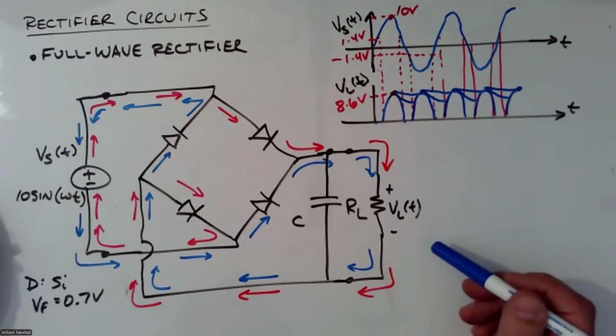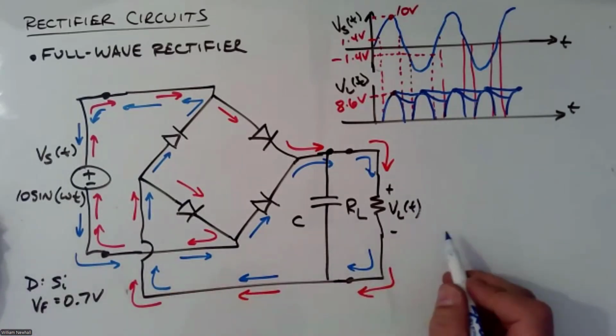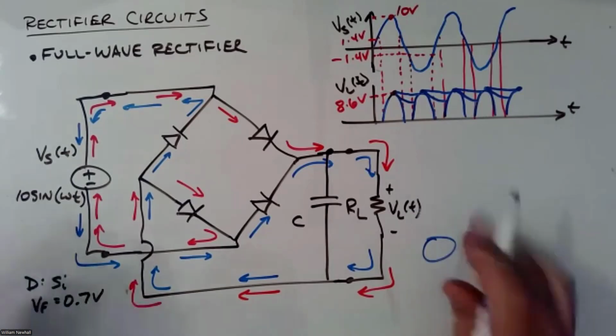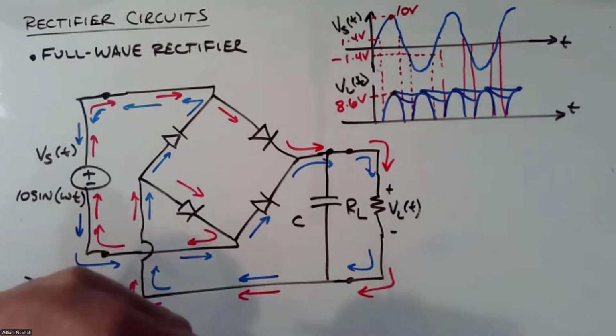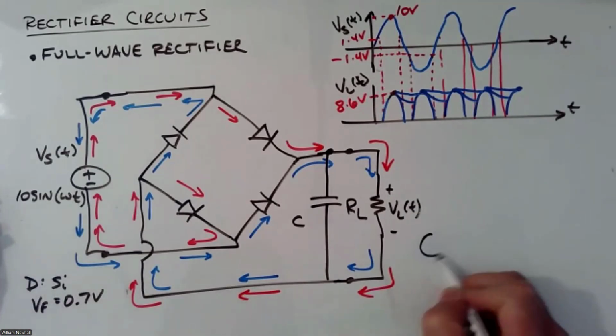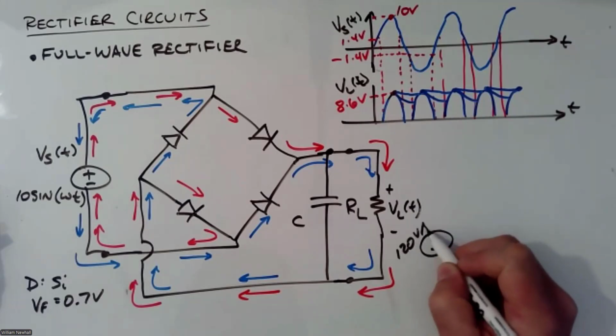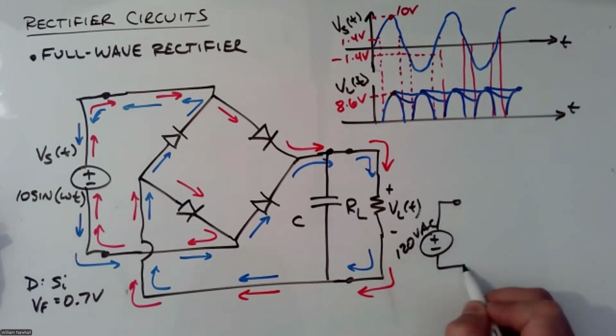Okay. So how do you do this? What if you have house power? How does this work for when you have 120 volts AC? You might have seen power supplies that use this approach. So let me just write here, 120 volts AC. You know that's a sinusoid from what we talked about.